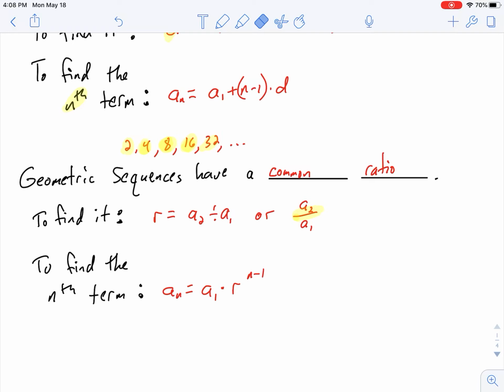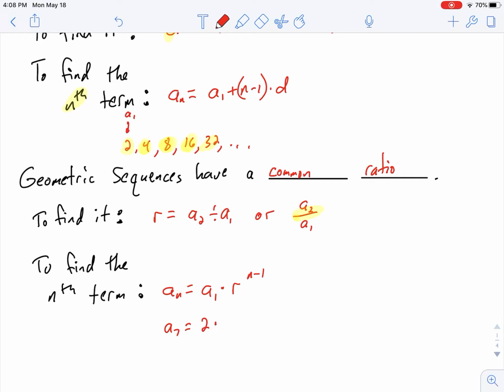So in this sequence, let's say I asked you to find the 7th term, and you didn't feel like extending this out 7 places. You could find the 7th term by taking A1 here. So let's say I had to find A7. Take A1, which is 2. The first term is always A1.